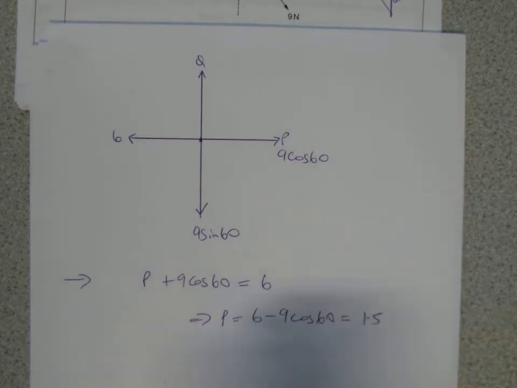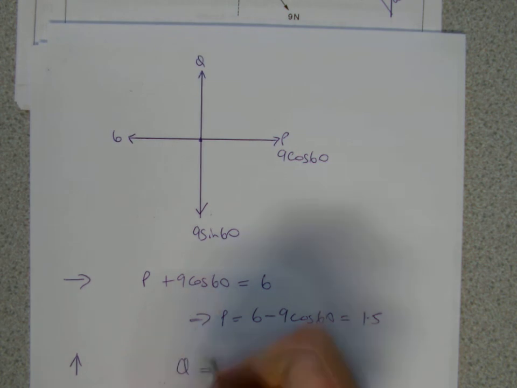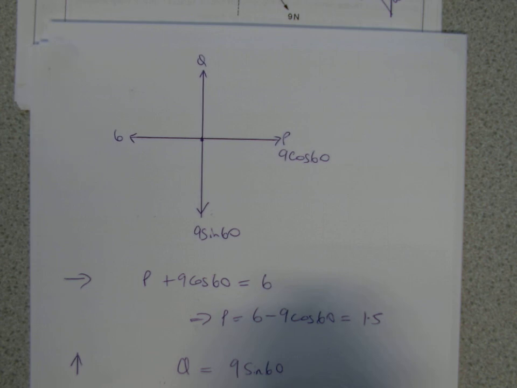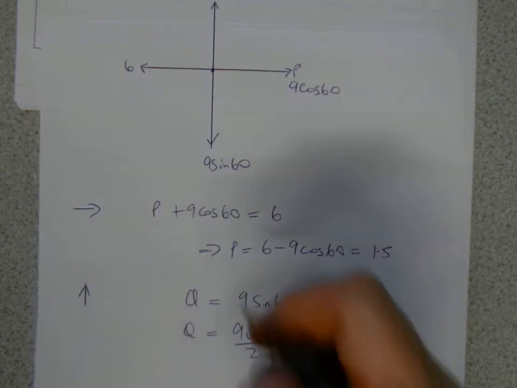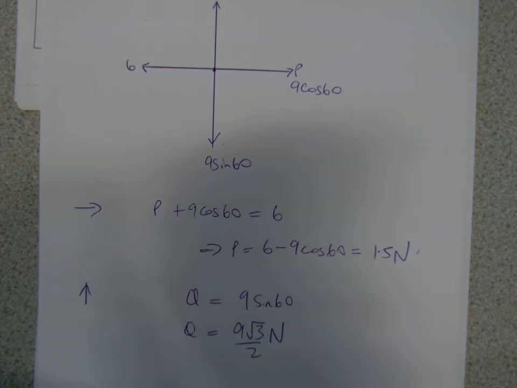And then to get Q, we look in the y direction. So the force going that way has got to equal the force opposing it. So we get Q equals 9 sine 60. Of course, 9 sine 60 will be 9 root 3 upon 2. Make sure you put newtons as a unit. And we're done. We've answered the question. We worked out P and we worked out Q.